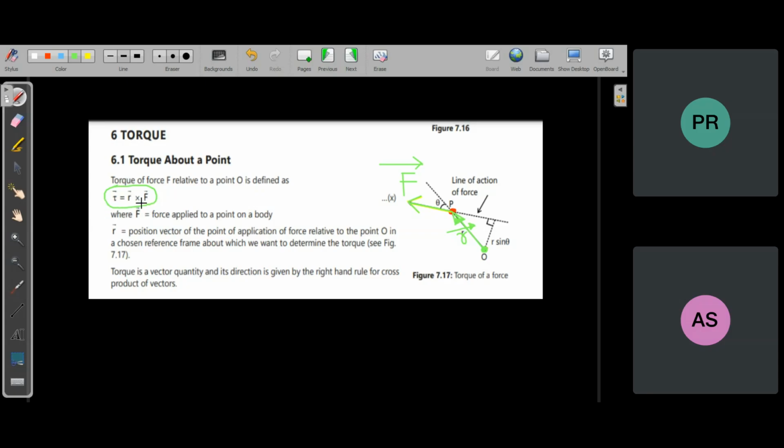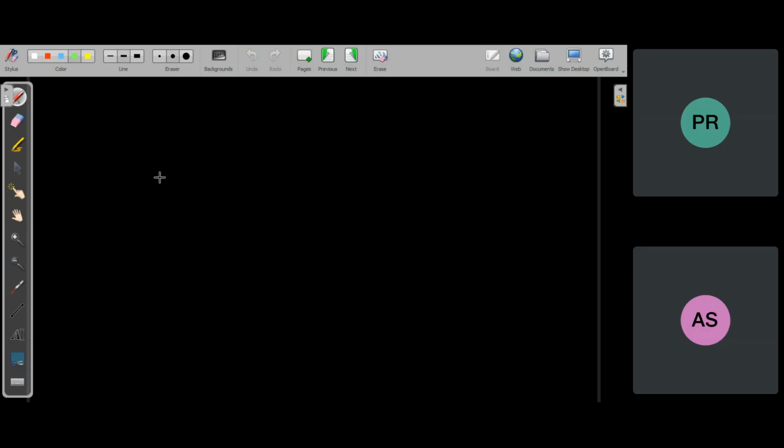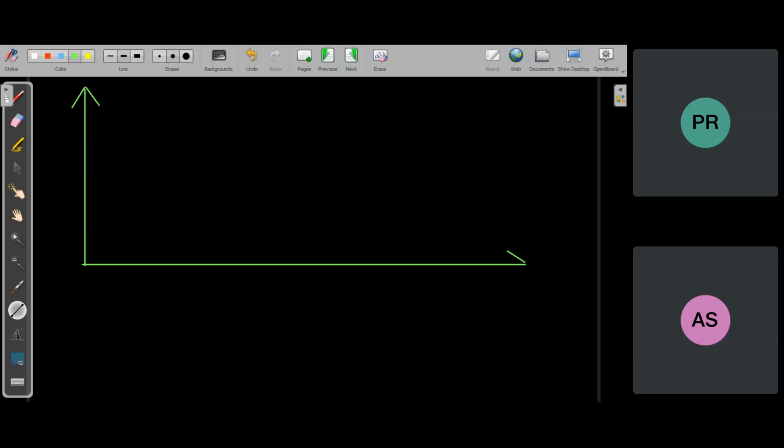Because it is the cross product of two vectors, it will also be a vector. So torque is a vector. The direction of torque will be perpendicular to the plane containing the R vector and the F vector. It is like this. Suppose I have taken this as the x-axis and this as the y-axis, and in this xy plane there is a particle somewhere here, and on this particle some force starts acting in this direction, or to get a feel you can consider that this is a particle of a rod, and the rod is like this.